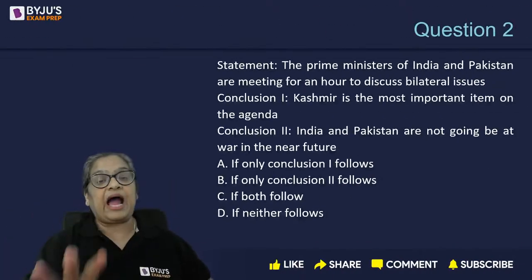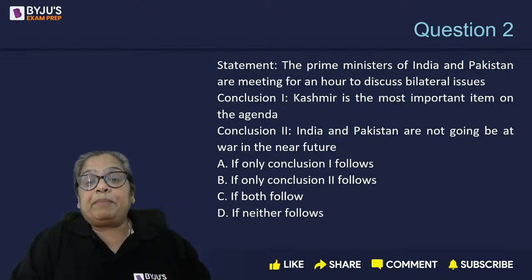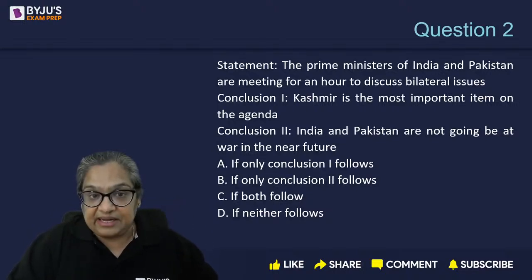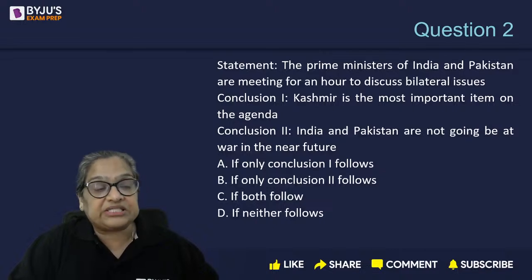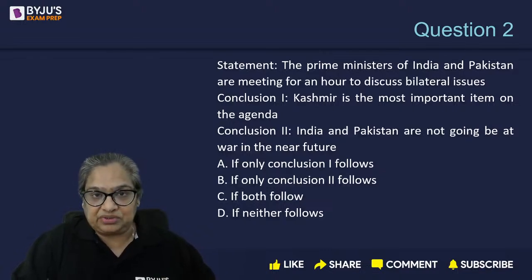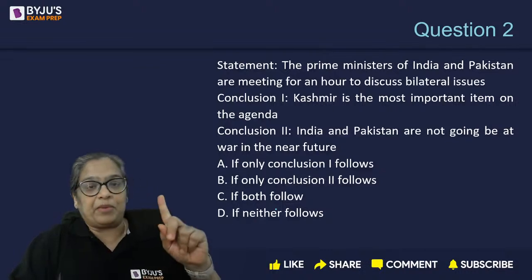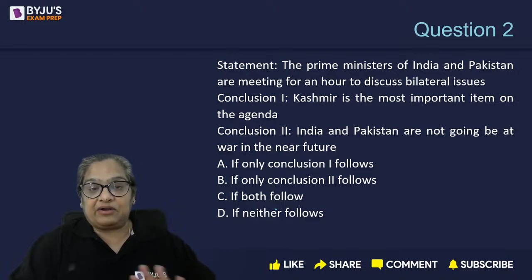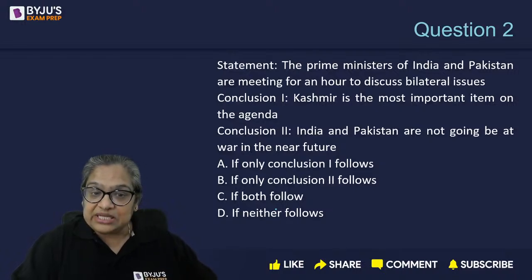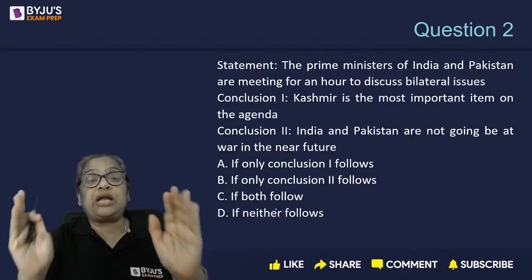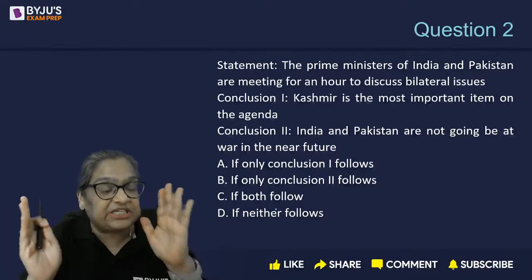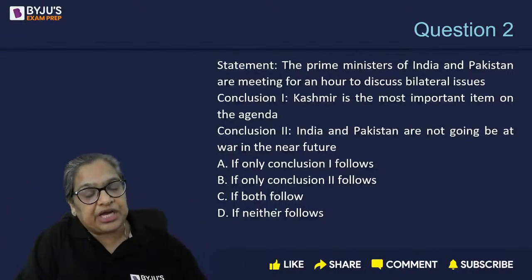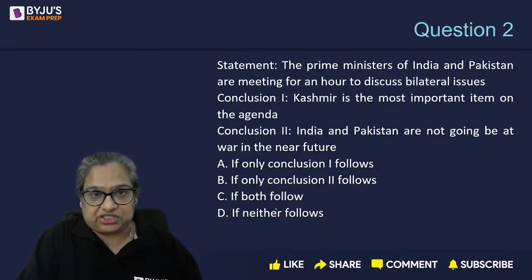You do this one yourself. I will just read it for you. The Prime Ministers of India and Pakistan are meeting for an hour to discuss bilateral issues. Okay? Prime Ministers of India and Pakistan are meeting. Information number 1. Fact number 2: how long are they meeting? 1 hour. Why are they meeting? To discuss bilateral issues. 3 points given to us. Remember, your conclusion has to be within these facts only. If there is something outside of this, that conclusion is not justified.